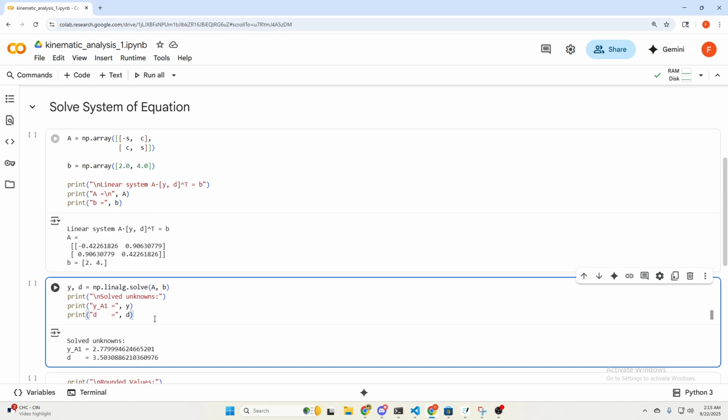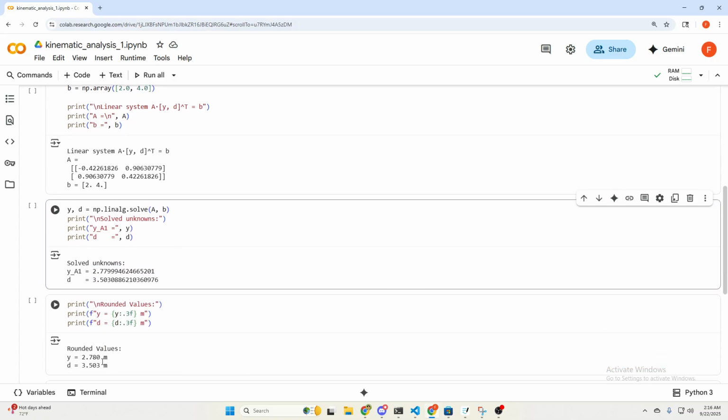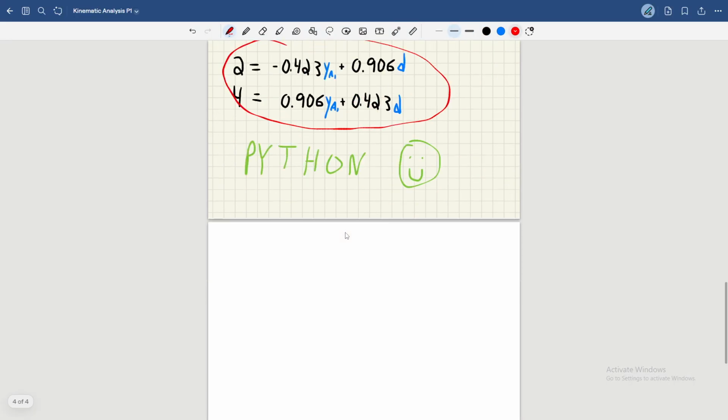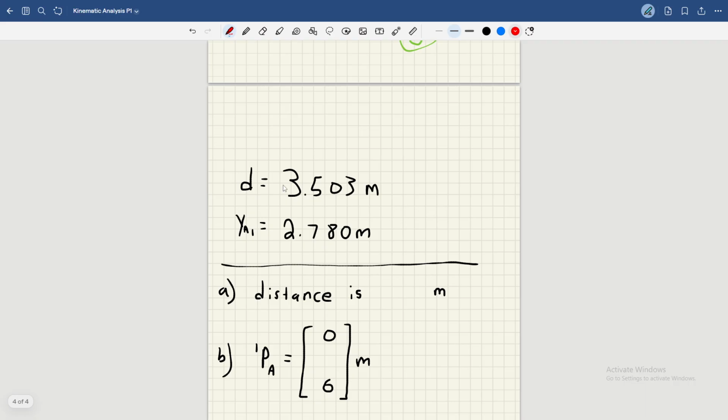Now, from this, we know this is our Y, this is our D, and now just rounding it, Y is 2.780 and D is 3.503. So now we solve our two unknowns. So as I previously said, this is it. And now we know exactly what it is.